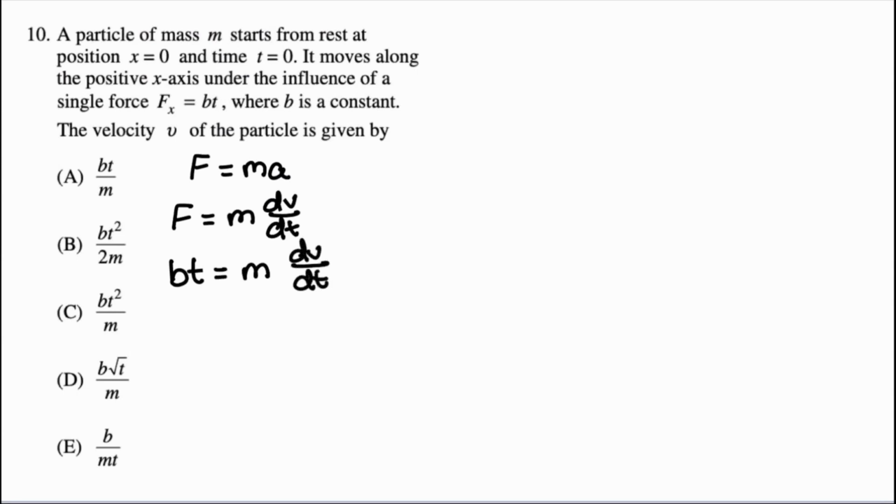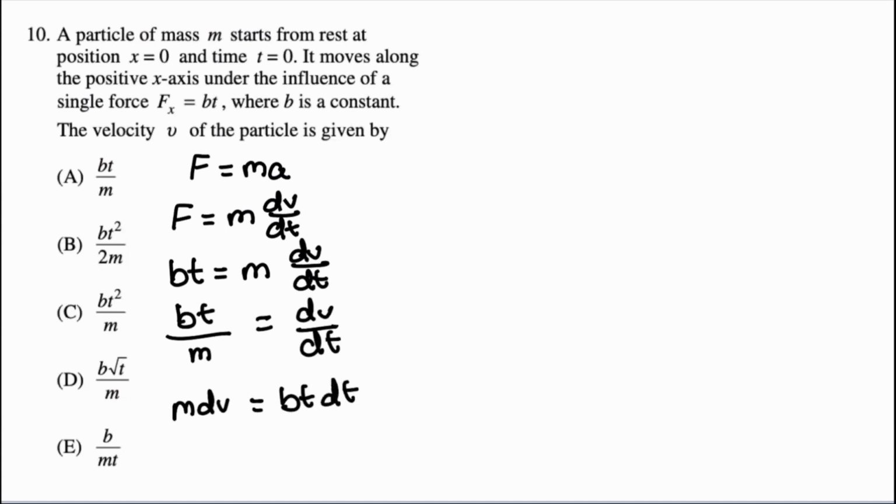Now, in order to integrate, we want to use our separation of variables technique. We want to get the dV and the dt on separate sides. So let's work to do that right now. I'm going to isolate the dV dt term. We have bt over m is equal to dV over dt, and then I'm just going to cross multiply. So we have m dV is equal to bt dt. Now we can integrate both sides.